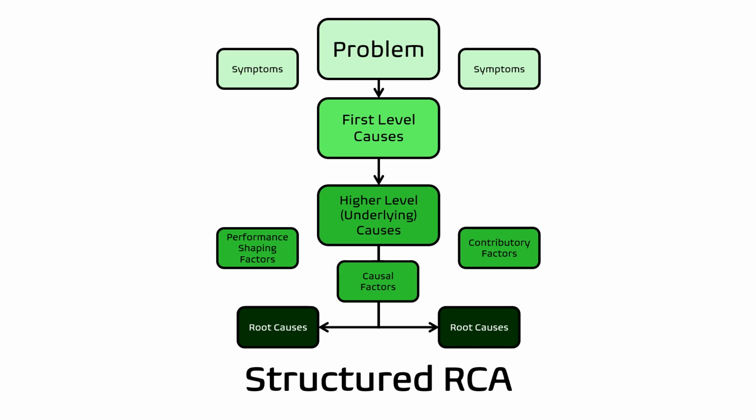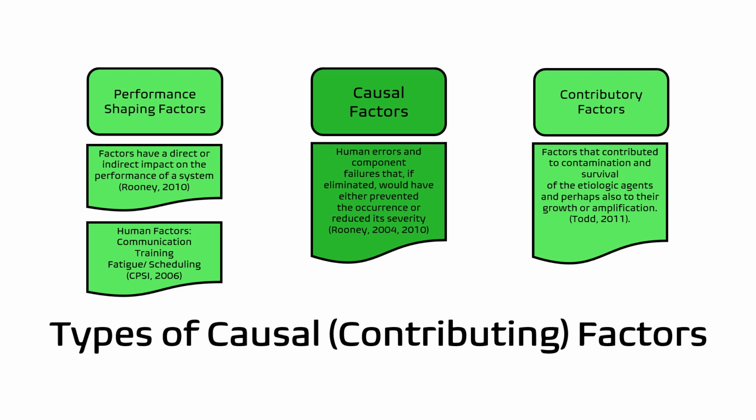Higher-level causes can also be called underlying causes or factors. There are at least 3 types of these factors: performance shaping, contributory, or causal. The previous video mentions how events are related to causal factors using the ECF technique. Some proposers of this method use a predetermined list of probable root causes for each group of factors.